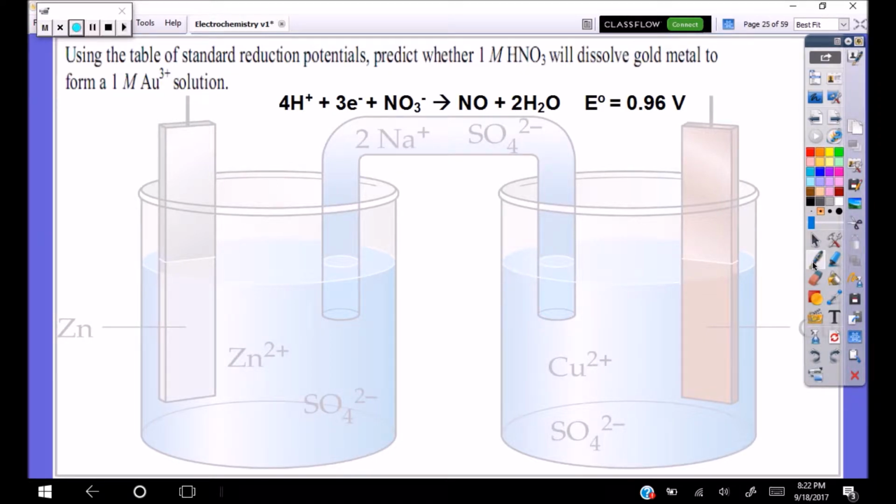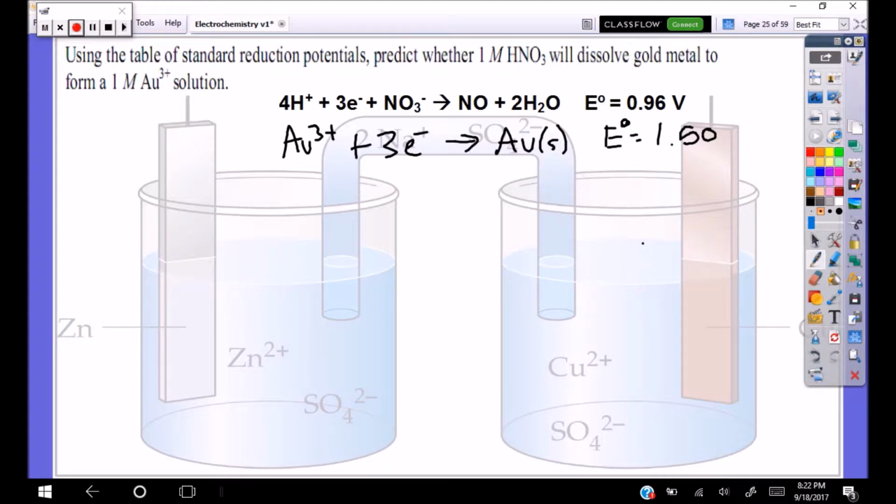We've got Au3 plus and 3 electrons, and we become gold, Au solid, and this is a potential of 1.50. Okay, so we want to know if this will dissolve gold metal.